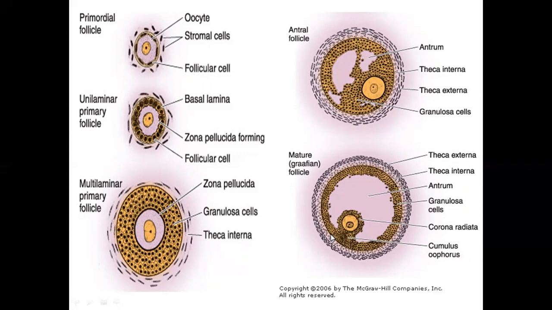So the remaining structure after the rupturing or the release of the oocyte will be termed corpus luteum, and within corpus luteum we will again have two different types of cells: the granulosa cells, which will be termed granulosa luteal cells due to the new structure named corpus luteum, and the theca cells, which will be termed theca luteal cells.